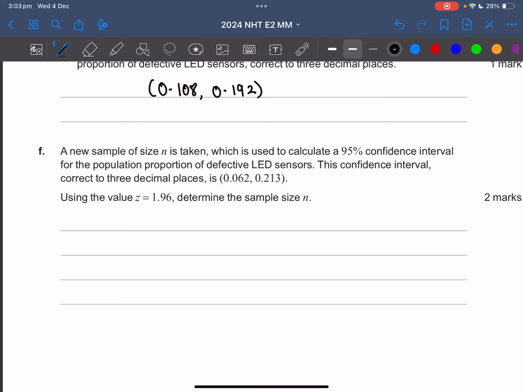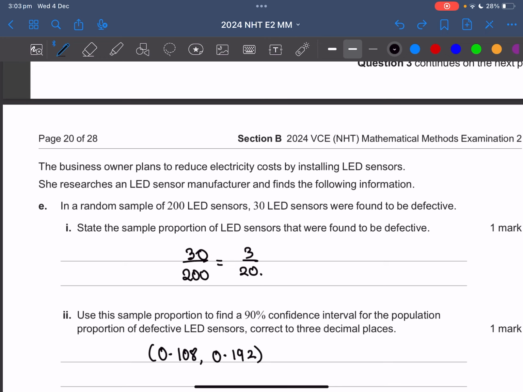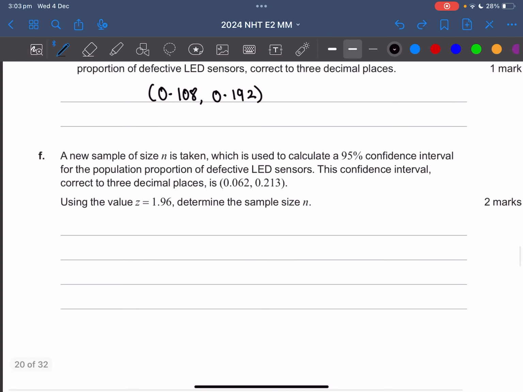A new sample size is taken, which is used to calculate a 95% confidence interval for the population proportion of defective LED sensors. This confidence interval, correct to 3 decimal places, is this. Using the value z equals 1.96, determine the sample size. Okay, since the entire sample size has changed, that means the sample proportion will also change, right? So we can't just use the 3 over 20. We have to find a new sample proportion. But how do I find that? There's not much information given. Well, there is. This is how we find it.